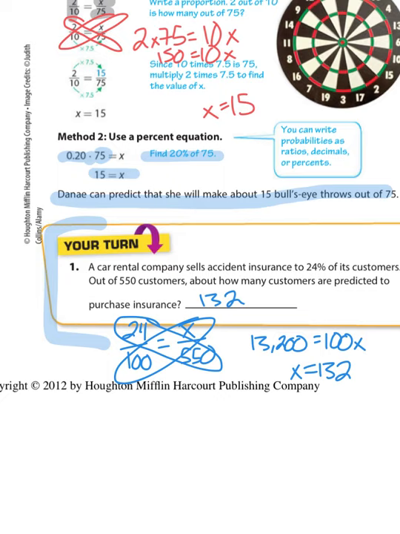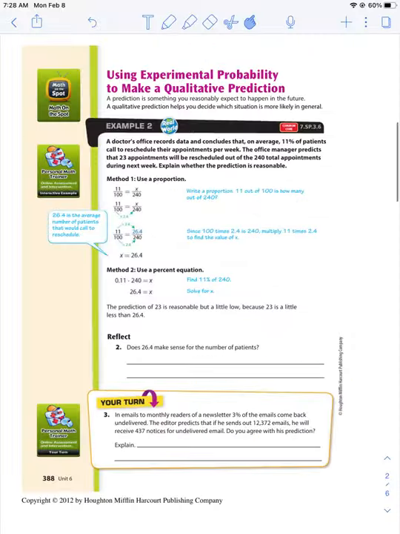Now, most of you probably use the second method to solve this since it's a percent. I know 24% is equal to 0.24. So then we just have to multiply 0.24 times 550. And we also get 132. So 132 people.